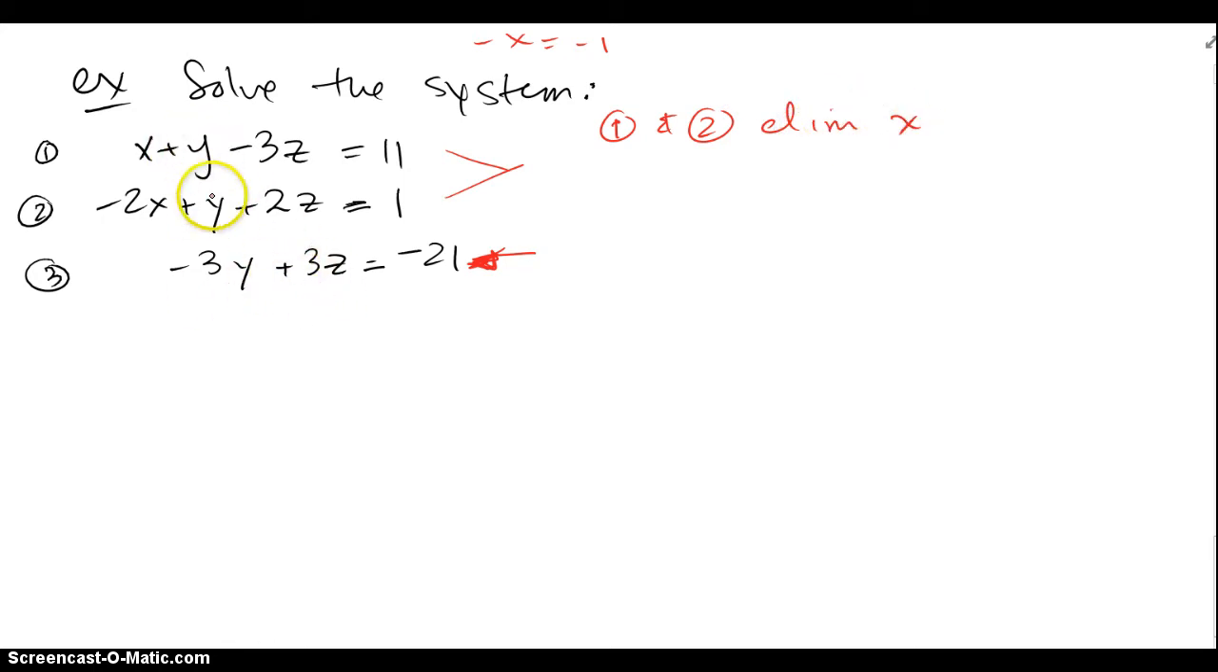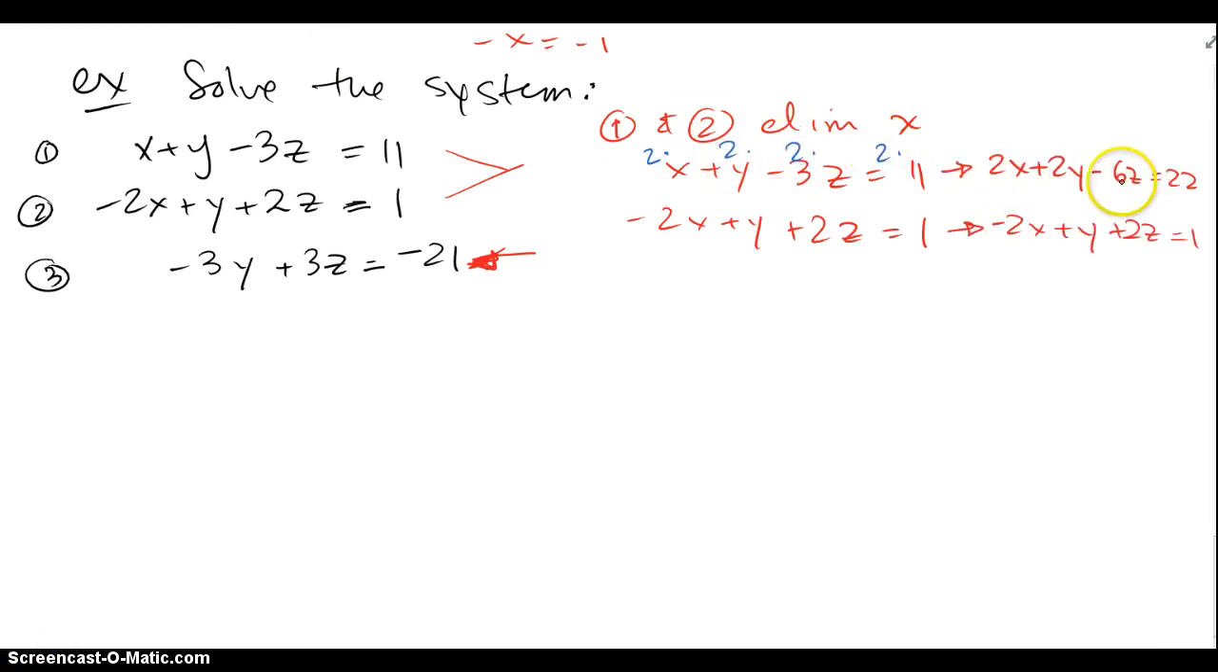Now it would be easy to eliminate y here, but I don't want to because I would rather find something that I can recycle with equation number 3. So I'm going to take the first two equations, and in order for me to get rid of the x, I have to multiply everybody in the top equation by a positive 2. And when I do that, I get this new equation.